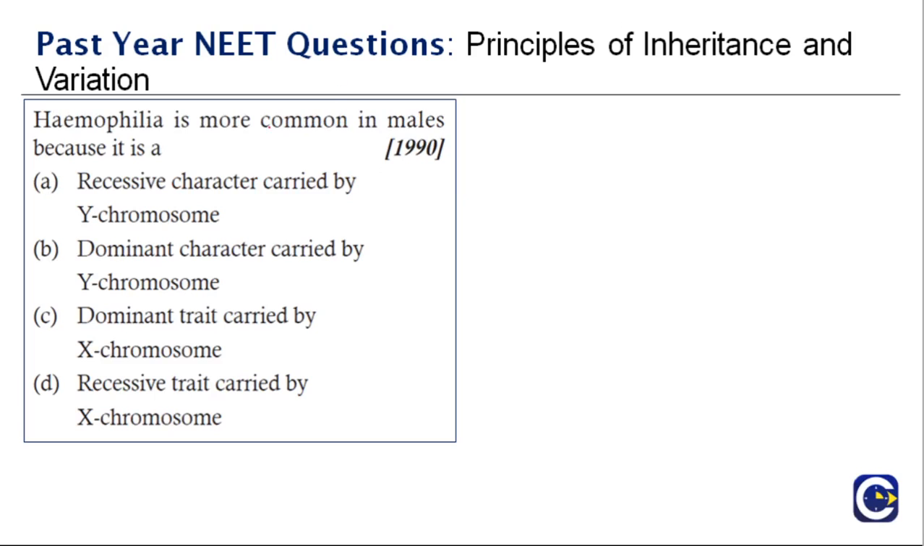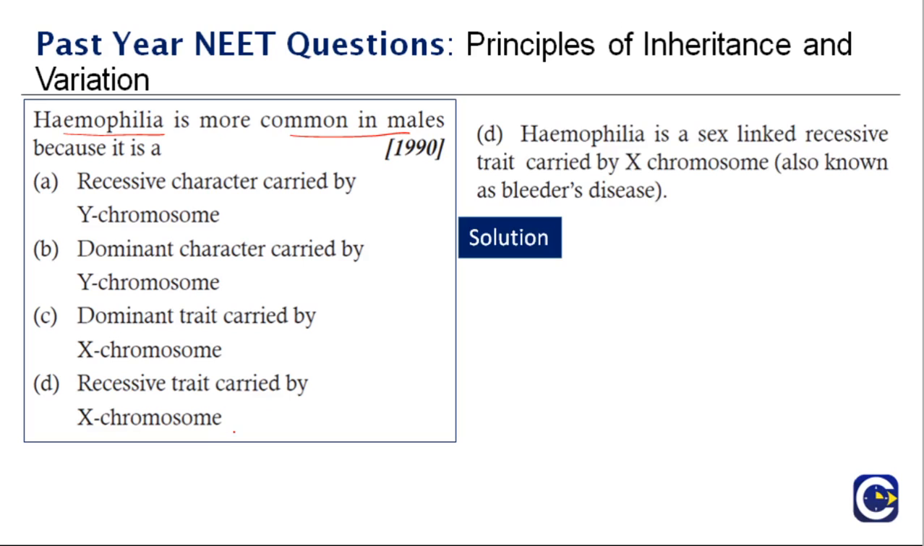Hemophilia is more common in males because. So this is again a similar question regarding color blindness that we saw, because that was less common in females, and hemophilia is more common in males because: recessive character carried by Y chromosome, dominant character carried by Y chromosome, dominant trait carried by X chromosome, recessive trait carried by X chromosome. So what is the right answer here? The right answer here is option D, recessive trait carried by X chromosome. Okay, that is why hemophilia is common in males.